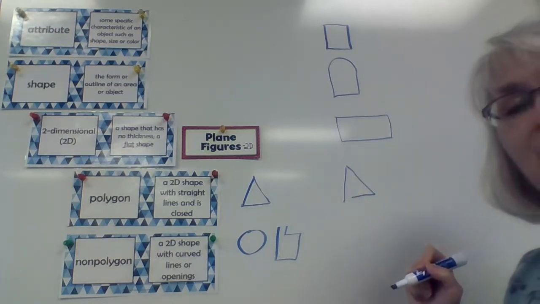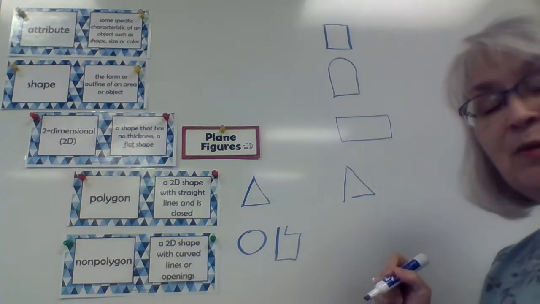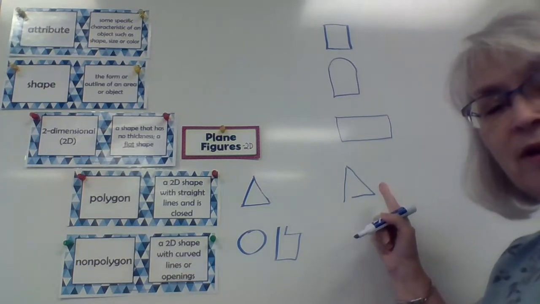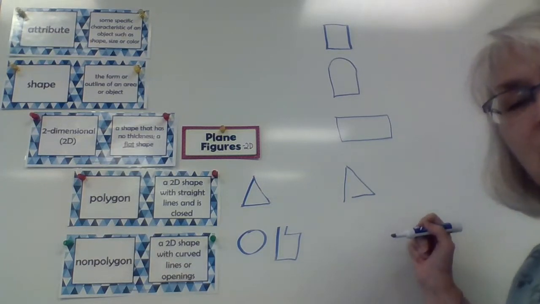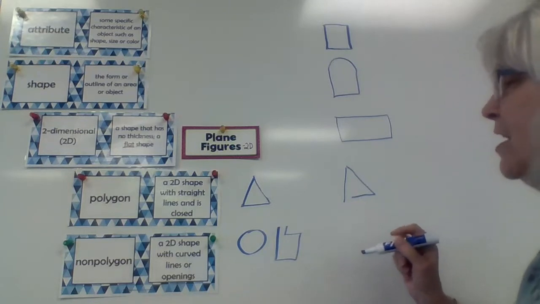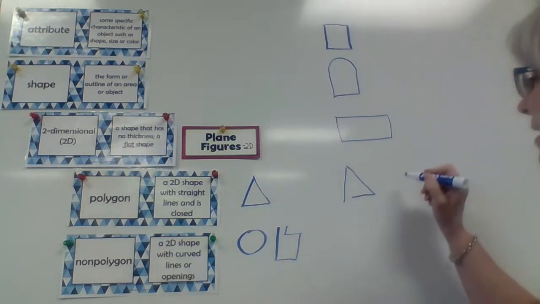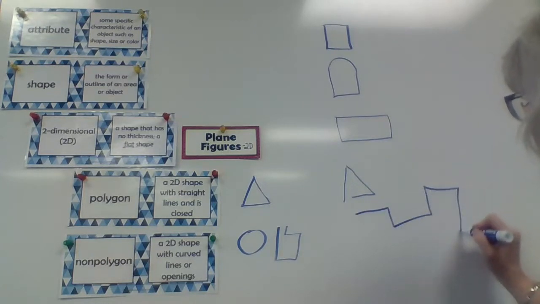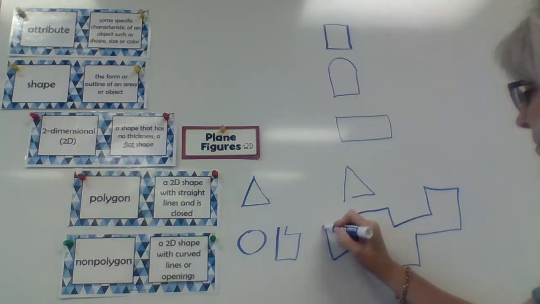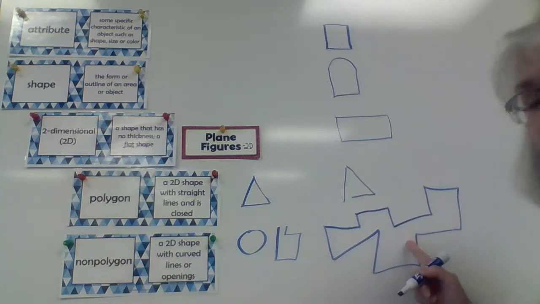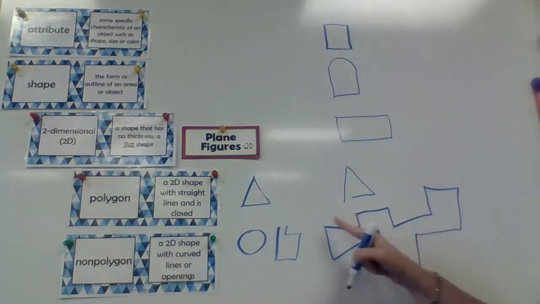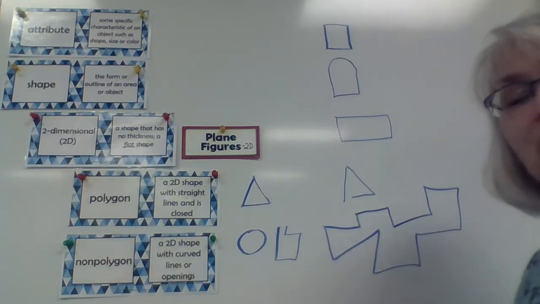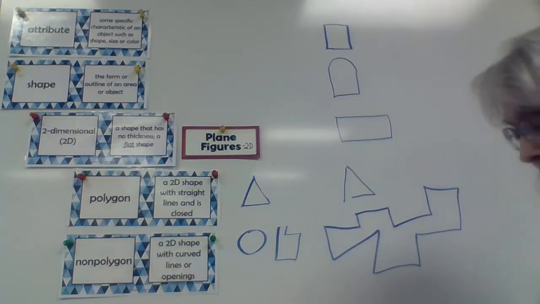All right, so what you might want to do at some time today, if you have extra pieces of paper, the back of paper, you might want to draw some different polygons or even draw some different non-polygons and show them to someone in your family. Remember, it doesn't matter how many sides. For instance, let's look at this one. This is a polygon. All the sides are straight and it is closed. So you can come up with all different kinds of polygon shapes. All right, that's kind of fun.